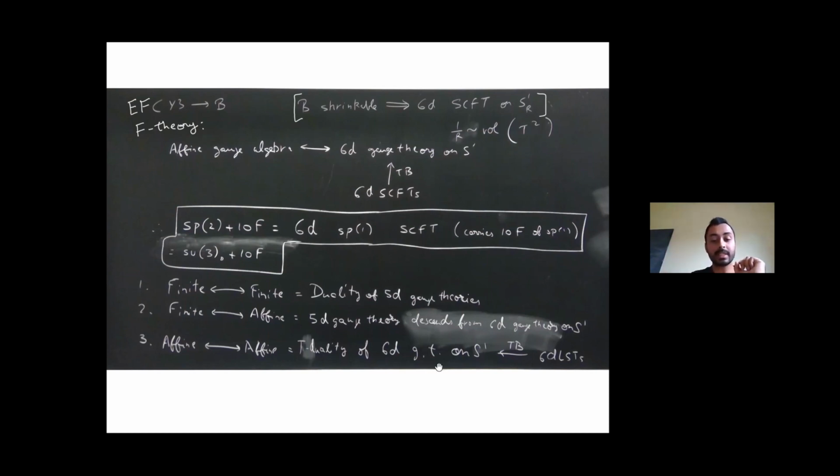So you expect these 6D gauge theories on the left hand side and right hand side to arise on the tensor branch of 6-dimensional little string theories. And this turns out to be true in all examples.